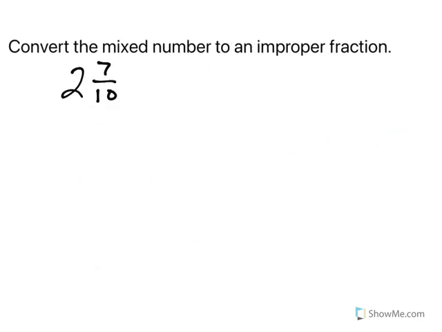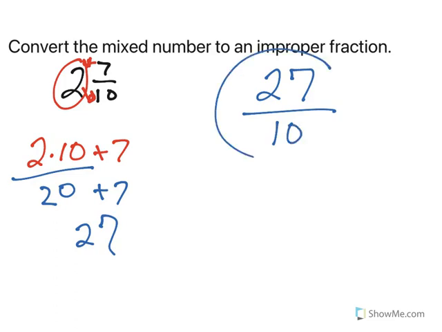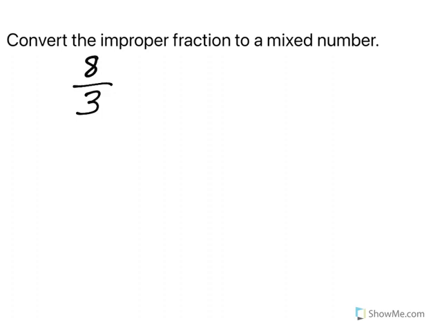Convert the mixed number to an improper fraction, 2 and 7/10. So again, I take the whole number, multiply by the denominator, 2 times 10, and then I add the numerator, so plus 7. 2 times 10 is 20. 20 plus 7 is 27. So my numerator is 27, and my denominator is 10. Improper fraction, 27 over 10. Remember that an improper fraction is where the numerator is larger than the denominator. I probably should have started with that.